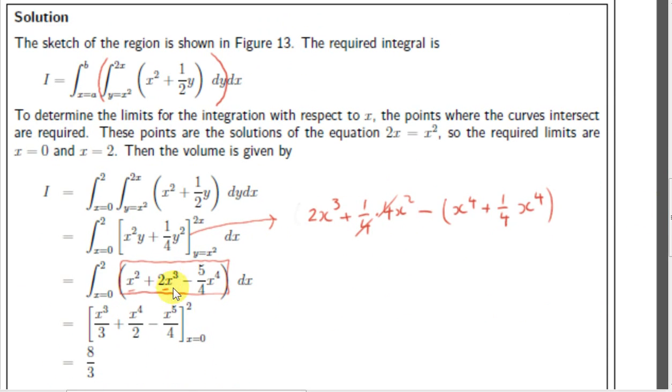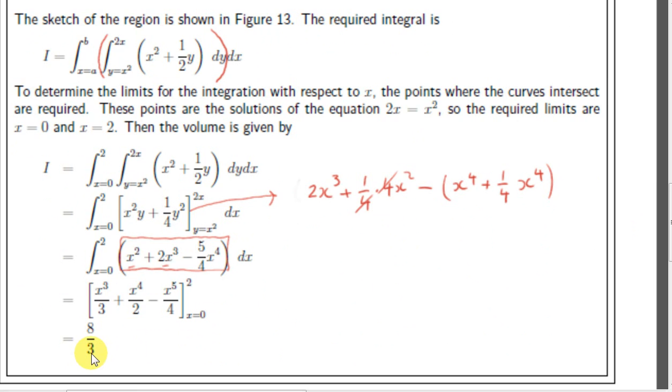Okay, so we multiply the cross-sectional area by dx to get the volume of a slice, and we sum them from 0 to 2. So this is a straightforward integral. If you do that, you get 8/3.